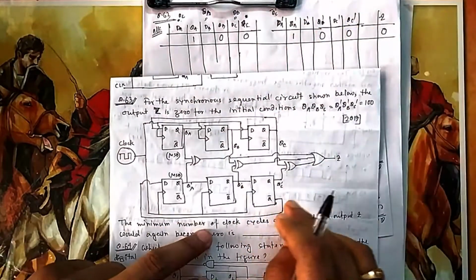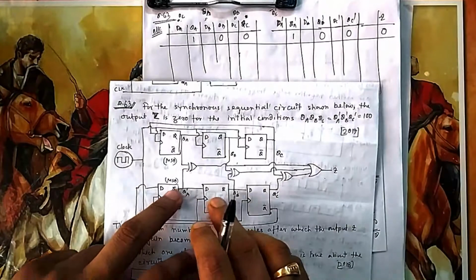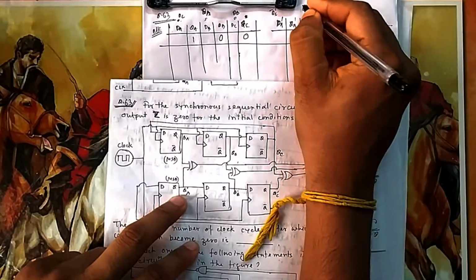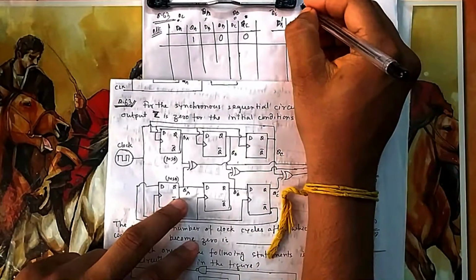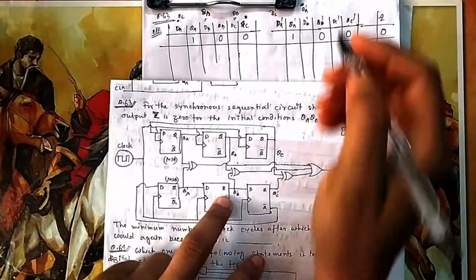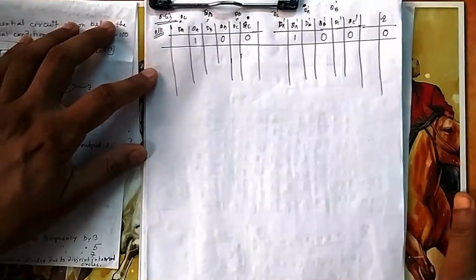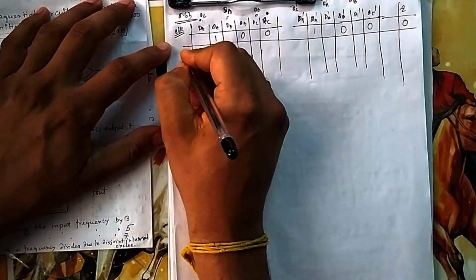Okay. And then DB dash is QA dash bar. Now only QA dash. And then DC dash is QB dash. Okay, let us start. So if you give first clock pulse 1.